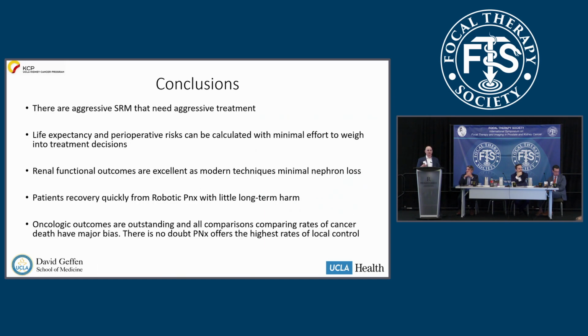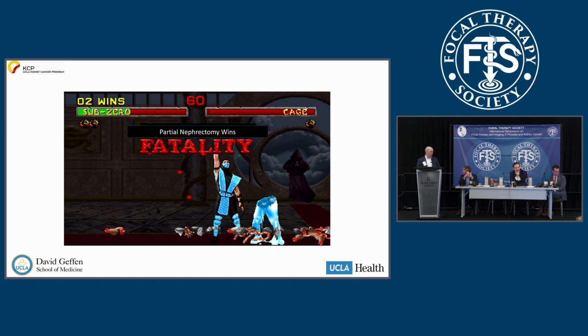So I'll just say that aggressive tumors need aggressive treatment. Partial nephrectomy kind of wins out on all these metrics. And I think it was pretty easy to say that partial nephrectomy is the right approach.